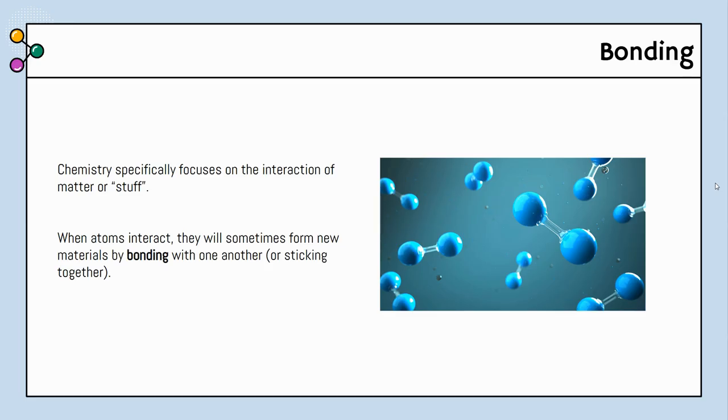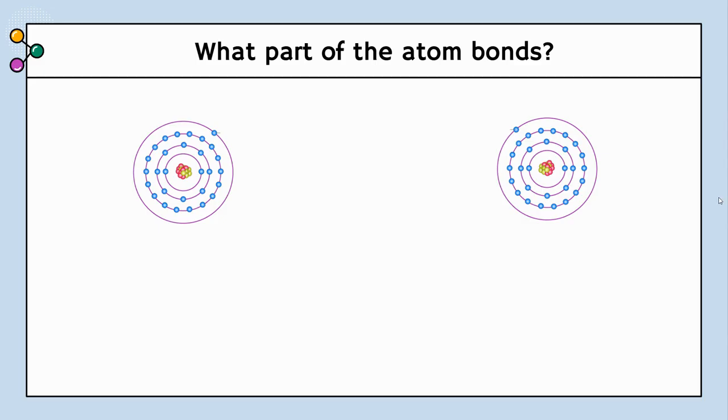Really, bonding in general is a way of talking about how atoms are going to interact. Remember that in chemistry, we're focused on how matter or stuff really interacts with one another. So when atoms interact, oftentimes they either form or break bonds with one another, how basically those atoms stick together. Now, when we talk about atoms bonding, really we want to focus on answering the question, what part of the atom bonds?